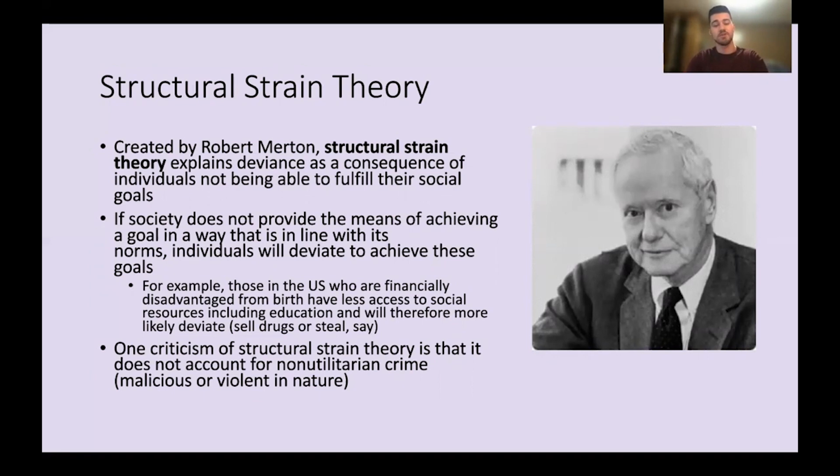One criticism of structural strain theory is that it does not account for non-utilitarian crimes, those malicious or violent in nature. Humans commit violent crimes all the time for non-utilitarian reasons. Crimes of passion, for example. Murder is not always utilitarian. We don't always see humans commit murder in order to survive. There are crimes of passion, there's revenge, we're emotional creatures. So structural strain theory doesn't really explain that kind of deviant behavior. It really only explains it in the context of necessity. So that's one of the huge criticisms of structural strain theory.